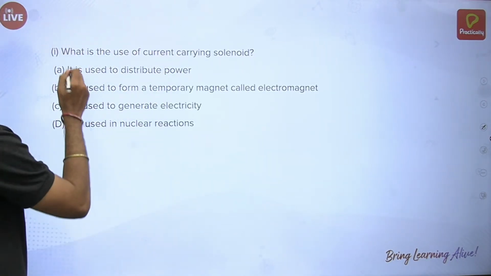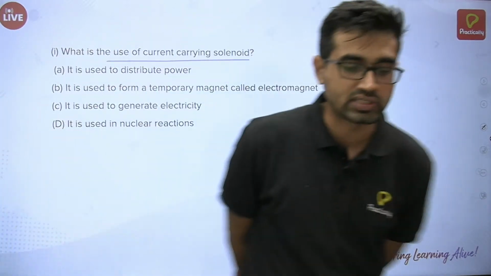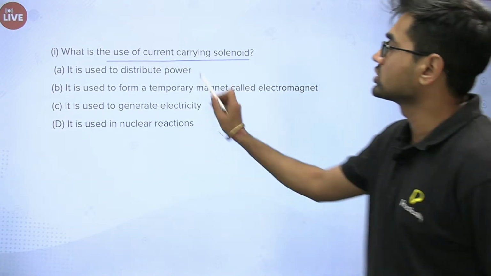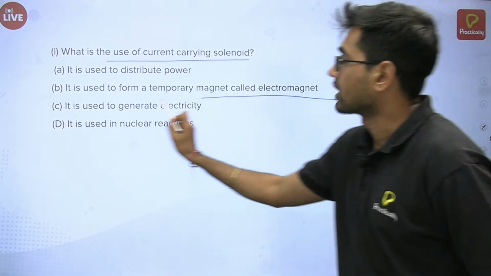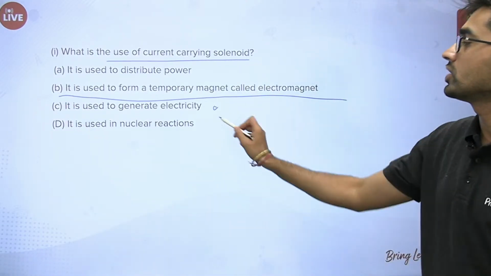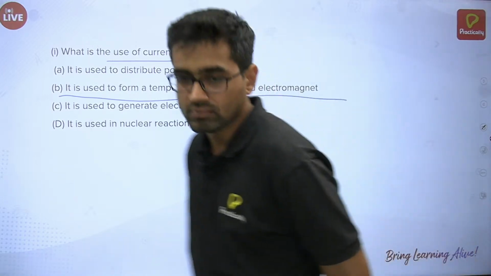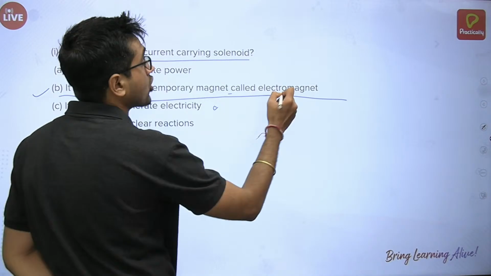Let's read the first question. What is the use of the current carrying solenoid? You all should know this. Let's read the options now. It is used to distribute power. No. It is used to form a temporary magnet called an electromagnet. I think it is yes. It is used in nuclear reactions. That is wrong. What is right is that it is used to form a temporary magnet called an electromagnet.